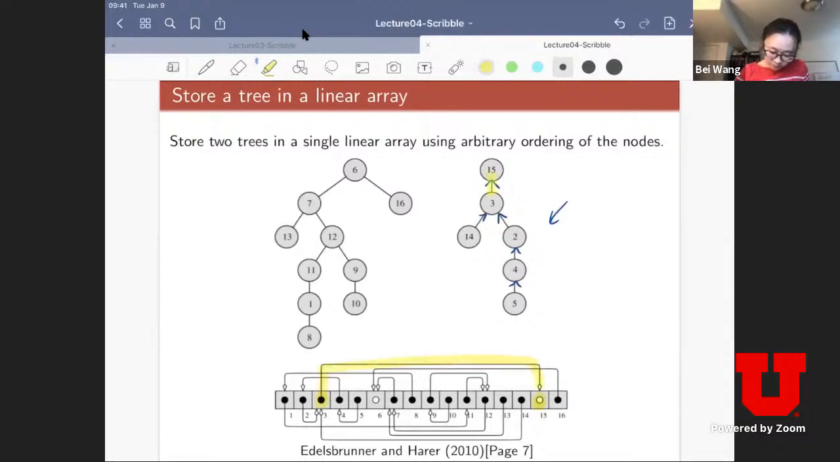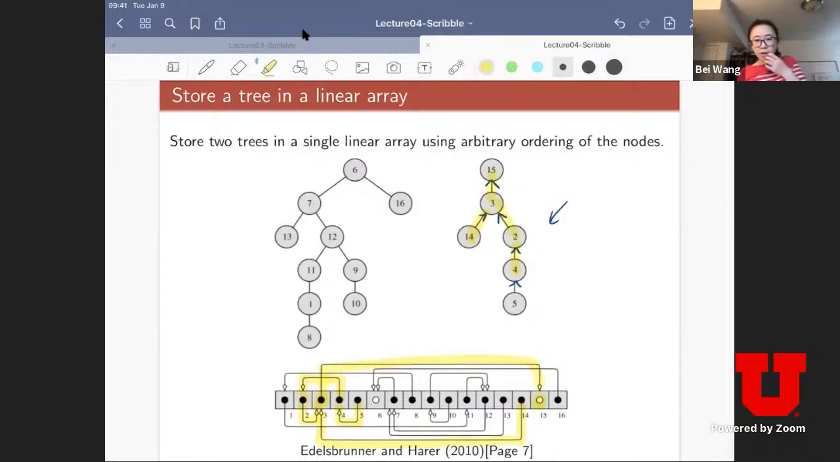3 is one that points to it, which corresponds to this particular edge. And then we also know 14 is pointing to 3, that is this edge. 2 is also pointing to 3, so I have 2 pointing to 3. And then 4 is pointing to 2, and then 5 is pointing to 4. All right. So this is an example of how you actually store a tree in a linear array.